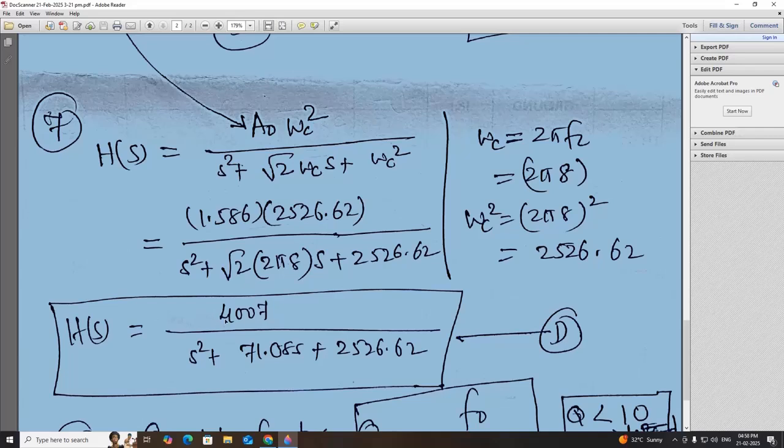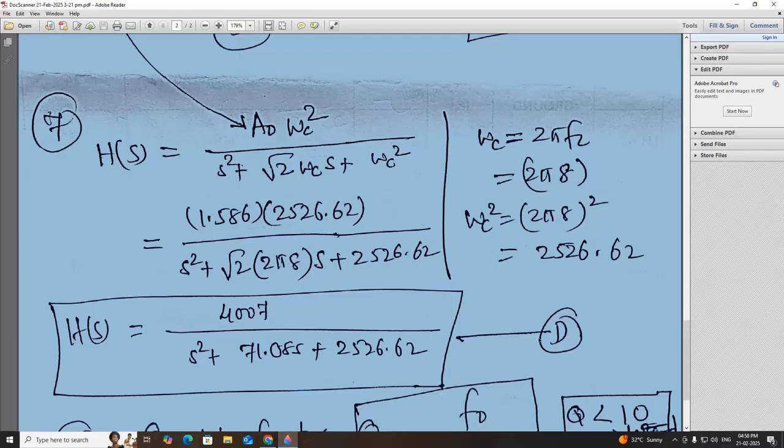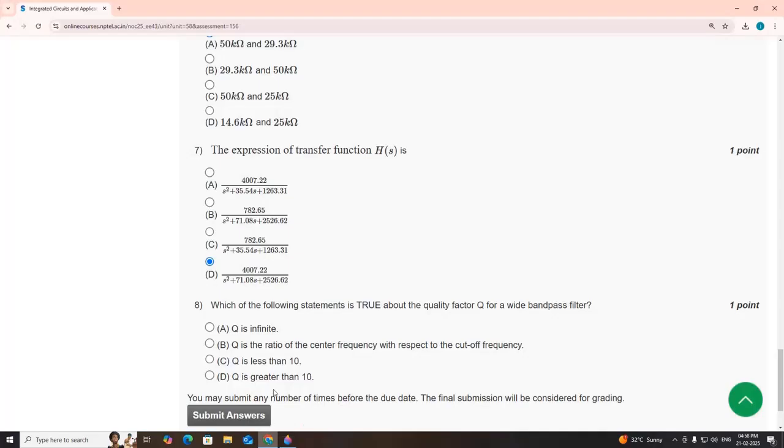If you substitute these values, you will get this equation. In the numerator you will get 4000, in the denominator 2526, and here you will get 71.08. So that is option D.